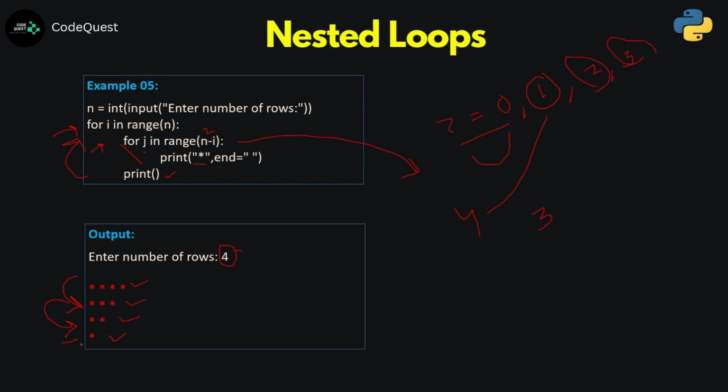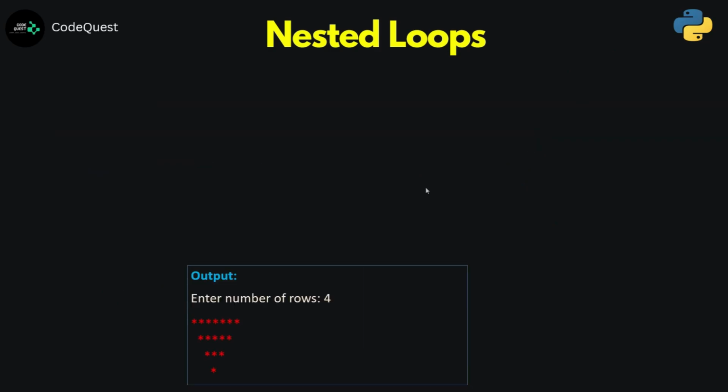Now the print function is going to bring us to the next line, but by this time the i value has reached the last value, hence this nested loop completely terminates, and as a result we have got this pattern where the first row contains 4 asterisks, second row contains 3 asterisks, third contains 2, and finally the last row contains 1 asterisk. Now let's have a look into one more pattern here.